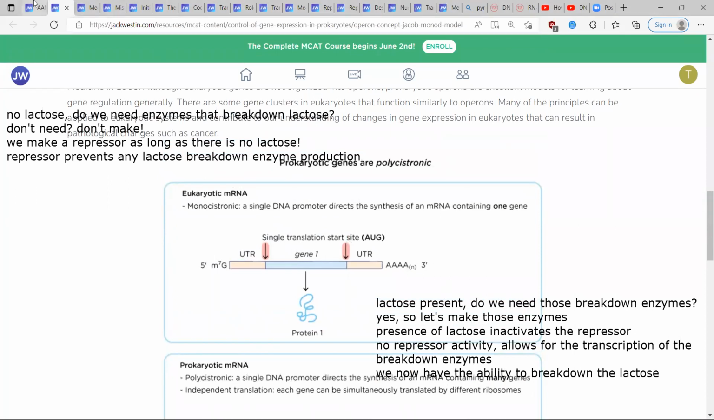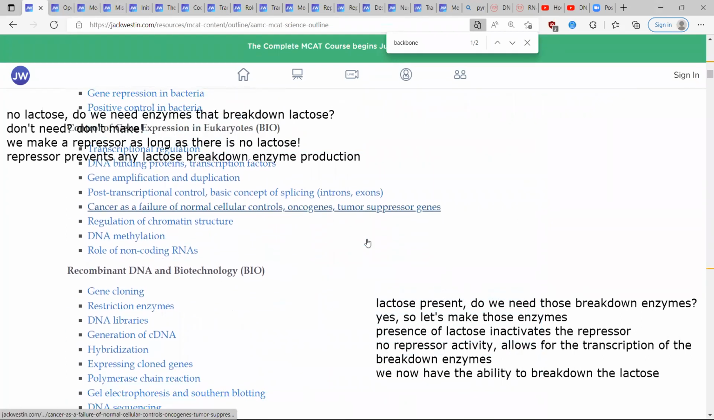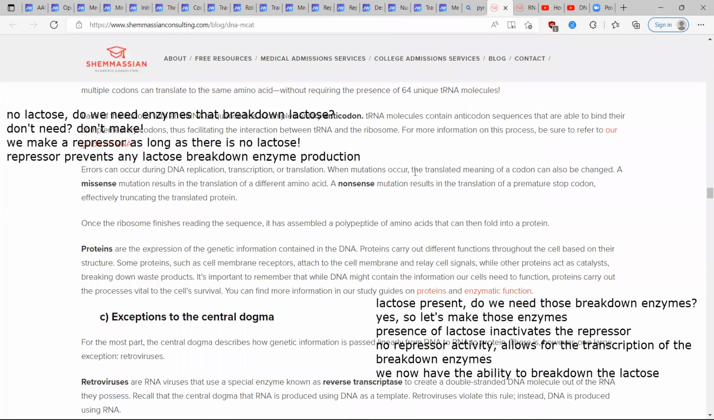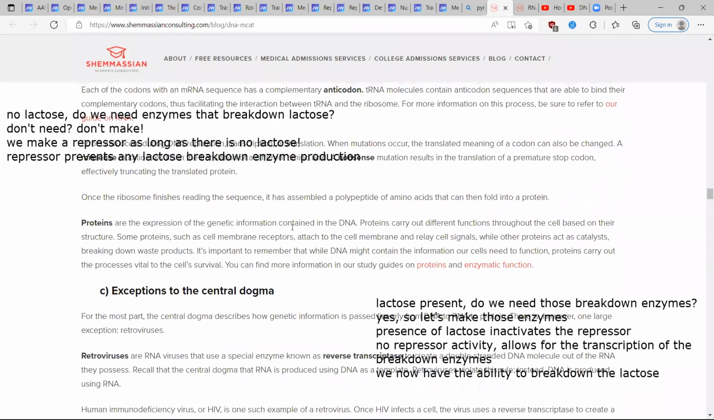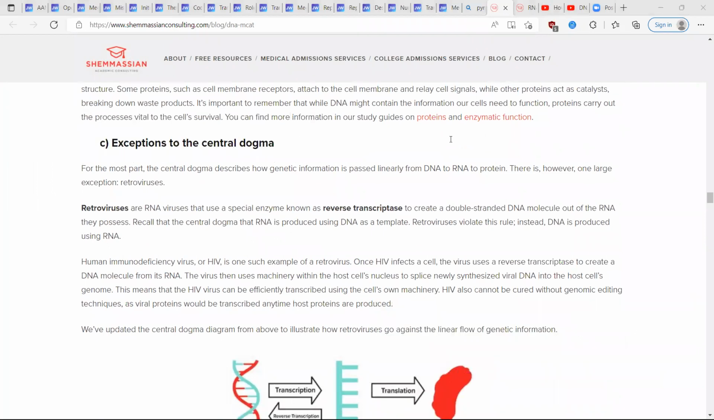Okay, so what else? Methylation. Yes, that's an important thing to talk about. Oh, actually, okay. Yes, so let me clear this.